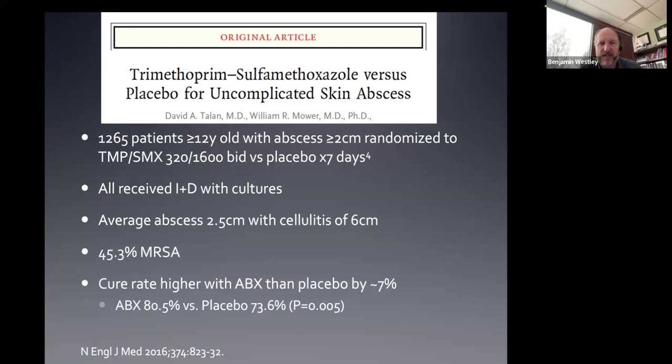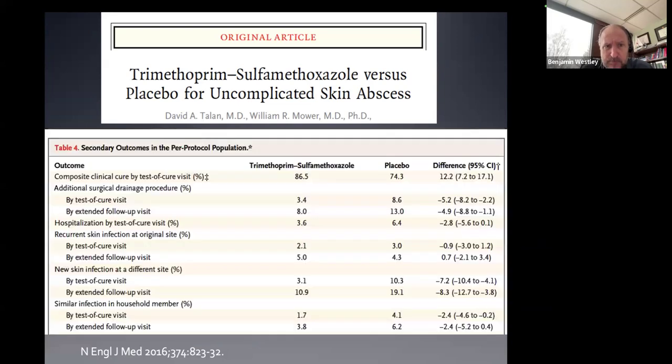45% were MRSA, and the cure rate was higher with antibiotics than with placebo, but only by about 7%. So 80% versus 73%. Statistically significant, but the majority of them got better with drainage alone. This is the data in that study, just to prove that I'm not making it up.